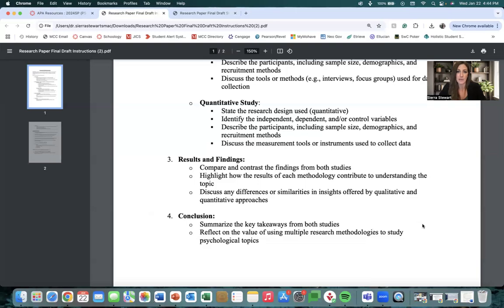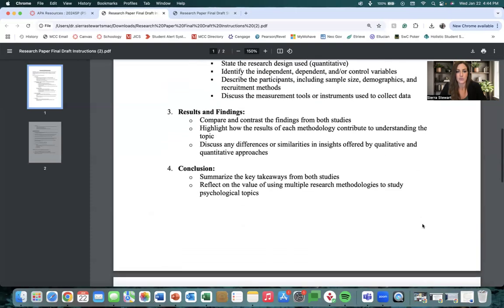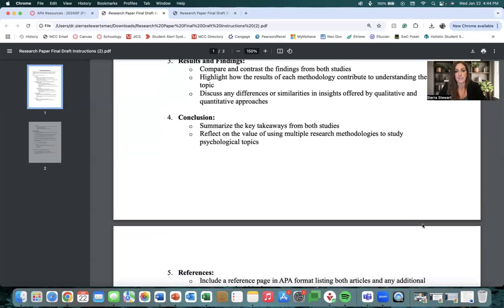So don't say, I believe, just say the results showed or the study showed, however you want to state that in the third person. Just don't use I or me. And then the last part is the conclusion. You're going to summarize the key takeaways from both of the studies. So really, what did they both show or prove from doing these studies and collecting this data.